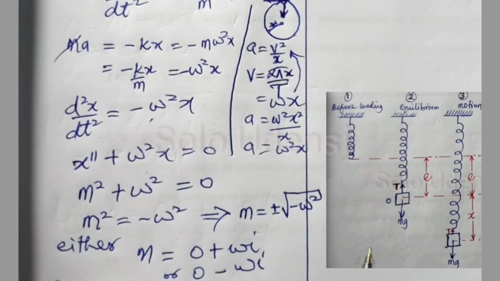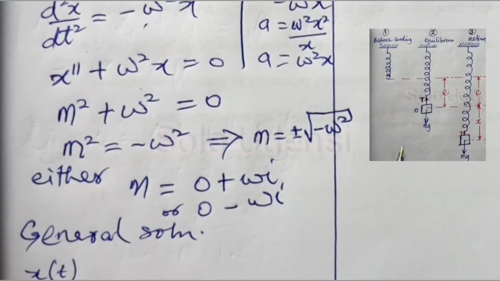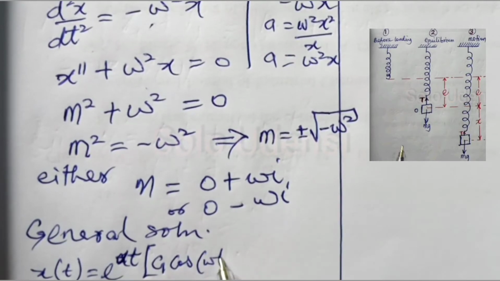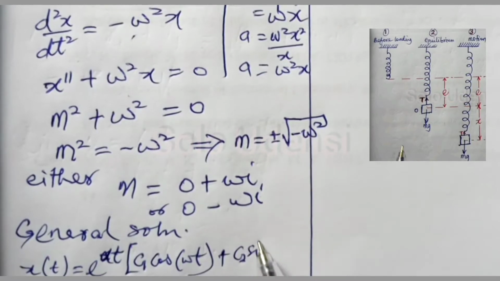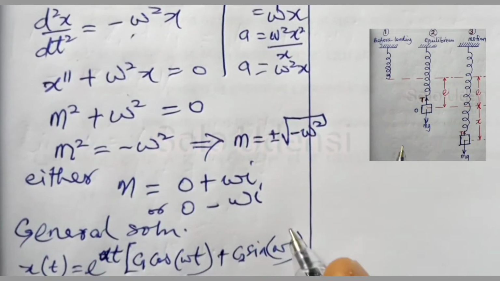Therefore, the general solution will be of the form x of t is equal to e to the alpha t, times c1 cos omega t plus c2 sine omega t. That's the solution, where alpha is 0.